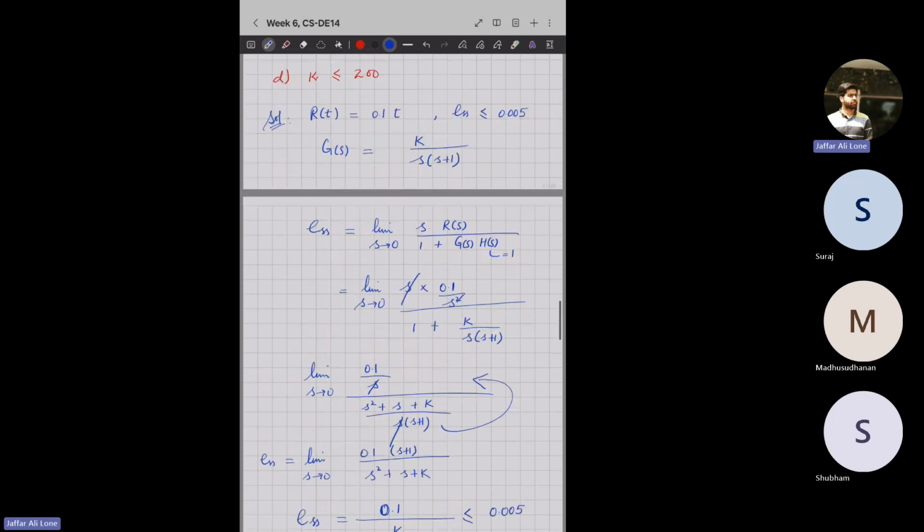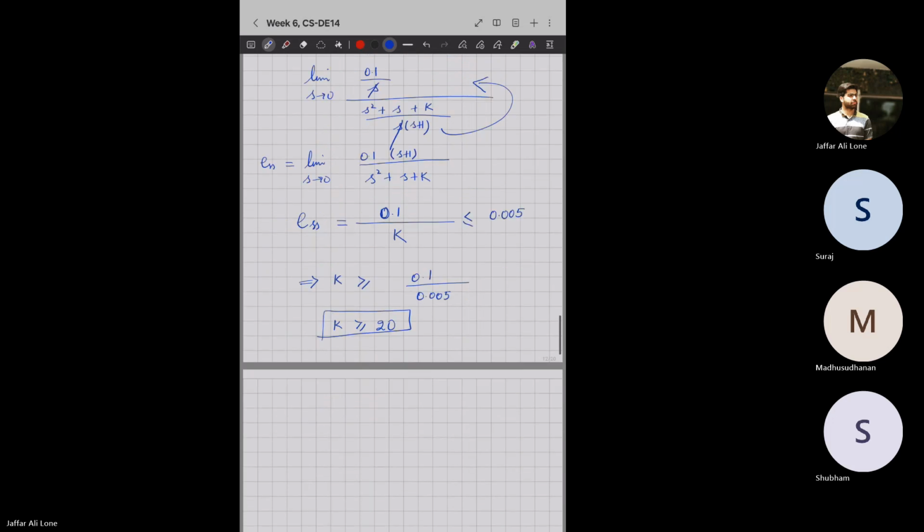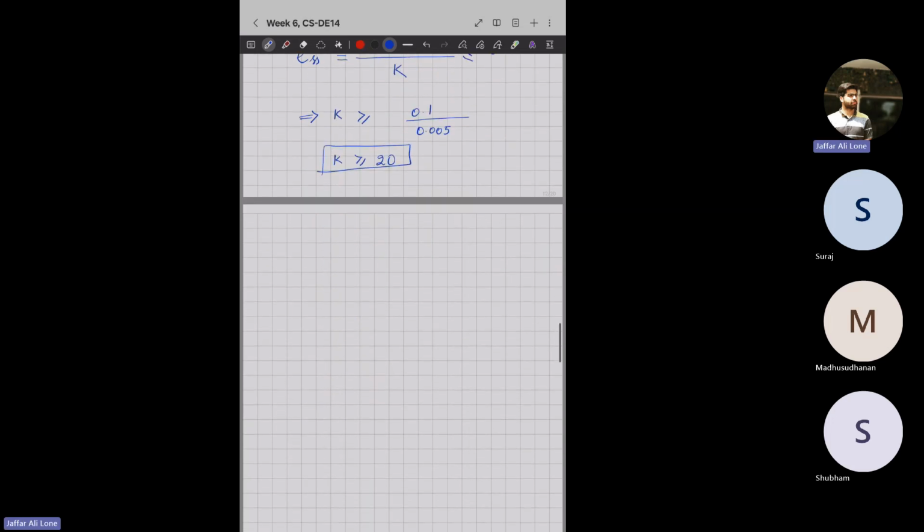Any doubt? Any doubt in this question? Please, anyone? If you have any doubt, please ask. Anyone? If you do not have any doubt, then please solve this question. I'll just give you a question and tell me the answer. You should be able to solve this question.